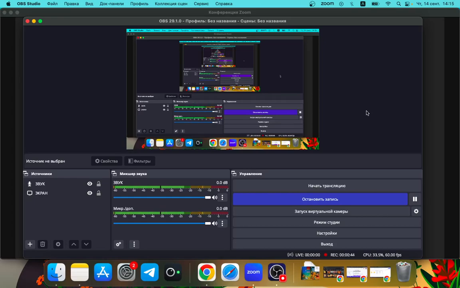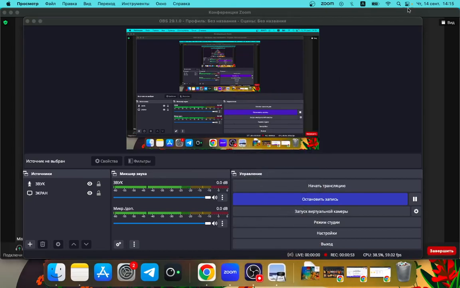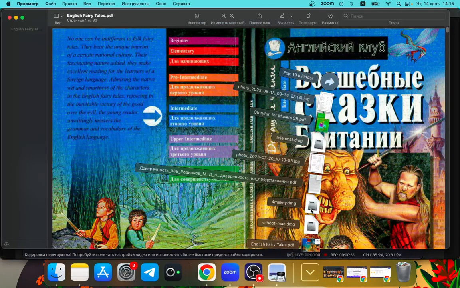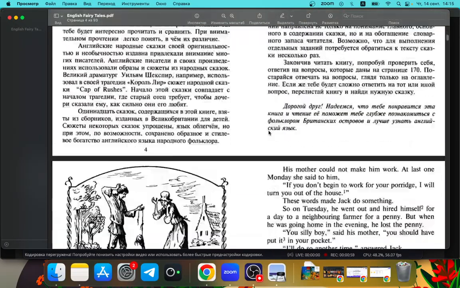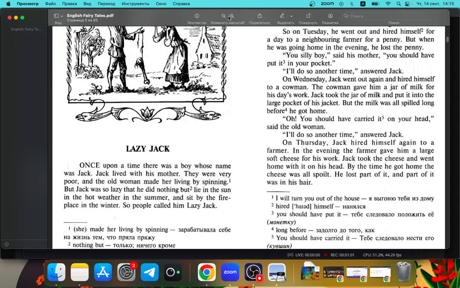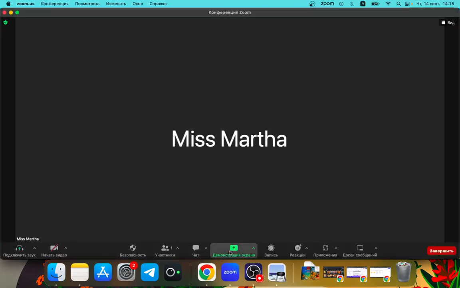Right now, we are going to discuss and work with the story Lazy Jack from your blue book. So you will need it. Take it, please. Here is the book. Let me open it. Yes, here is the book that we are going to work with, and that is our first story. Let me make it a bit smaller. Lazy Jack. In this story, there are several expressions that I would like us to write down in the treasury chest. But before we start working with the text, let's go back to the treasury chest.